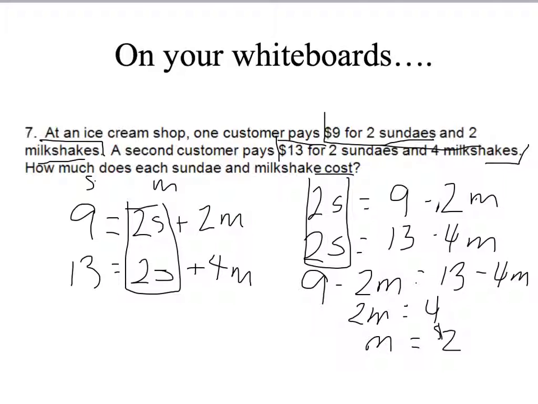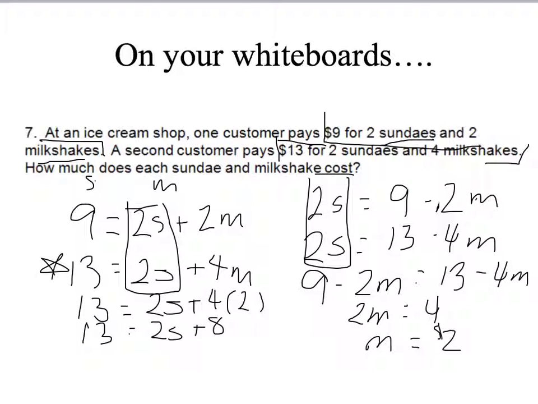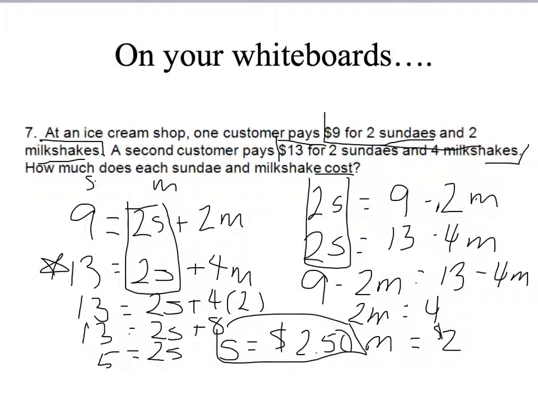Okay, now I can plug that back in to this equation. So 13 equals 2s plus 4 times however much my milkshakes cost, which was 2. So 13 equals 2s plus 8. So 2s equals 13 minus 8 is 5. Divided by 2. Since we're dealing with money, we're going to use a decimal. 2.50. Sundaes are $2.50. Milkshakes are $2.